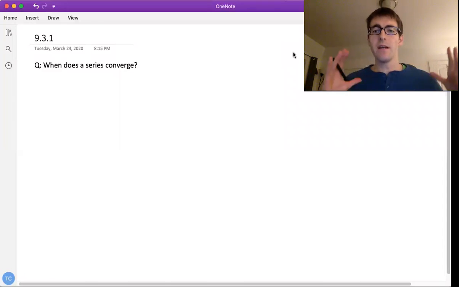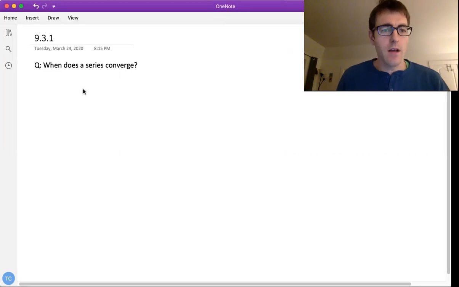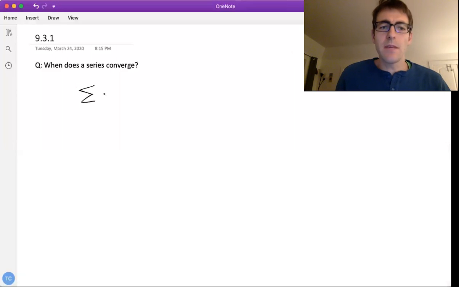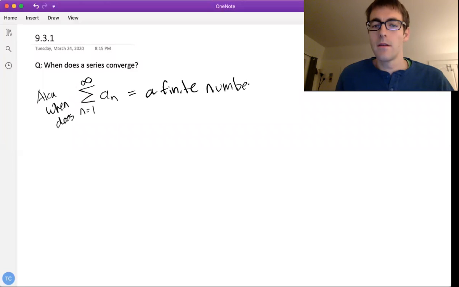Section 9.3 is a section about this question: when does a series converge? As we know, a series is an infinite list of numbers that get added up. With our summation notation, it's the sum from n equals 1 to infinity of this term here. So the question, when does a series converge, is the same thing as asking when does this thing equal a finite number? All right, so that's the question that we're asking.